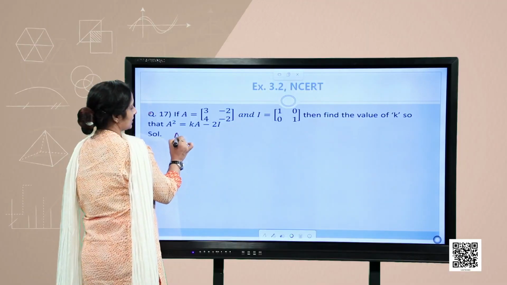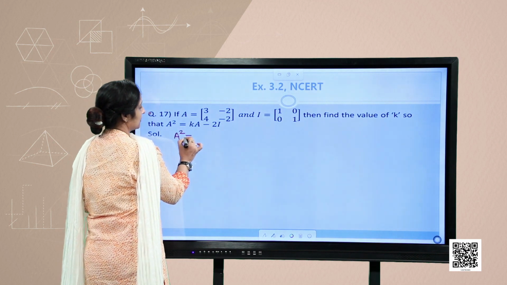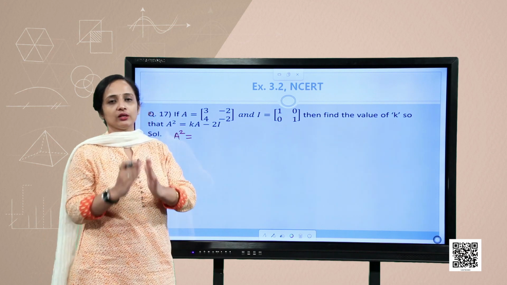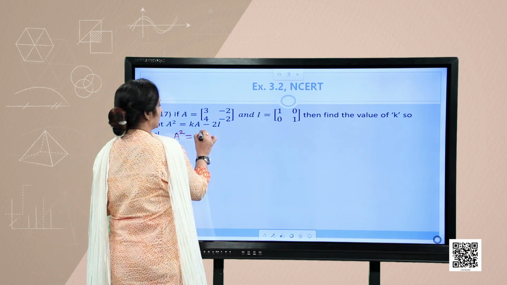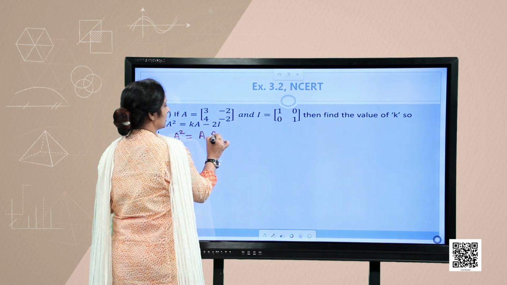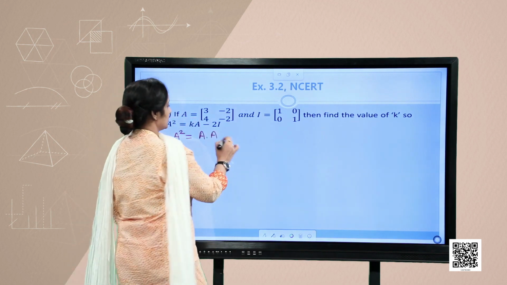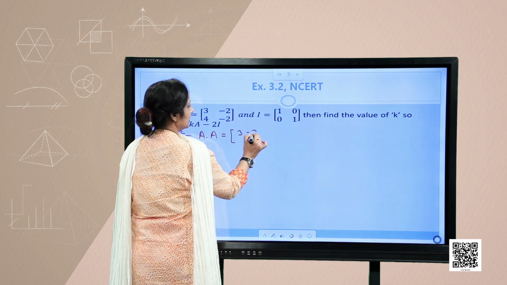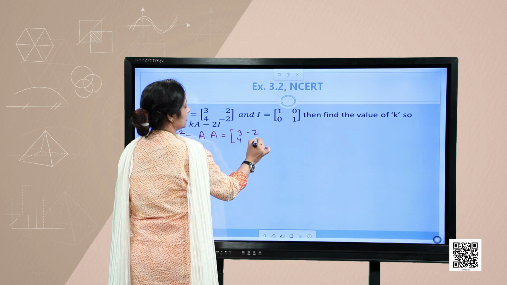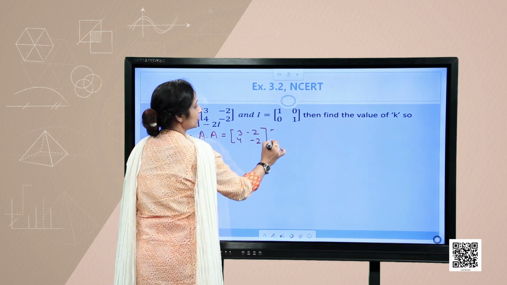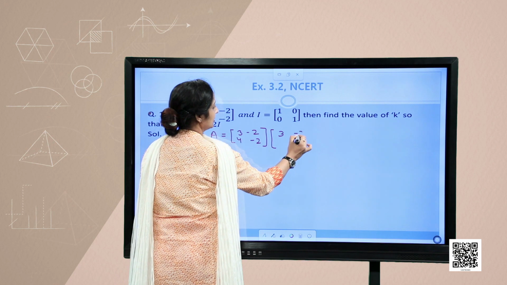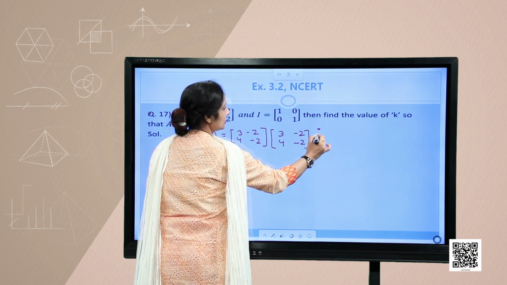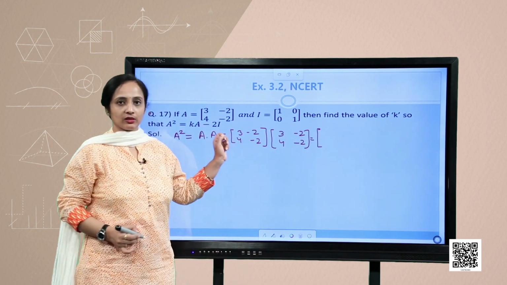So A square is to be calculated. Matrix square, as you calculate 2 square, like 2 into 2, in the same manner you have to calculate this matrix square as A into A. So write A adjacent to itself, 3 minus 2, 4 minus 2. That is to be multiplied by this. So I'll get a 2 by 2 order matrix.